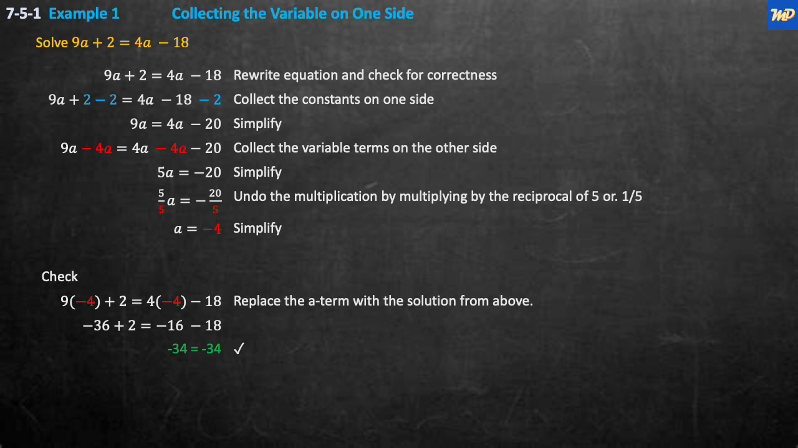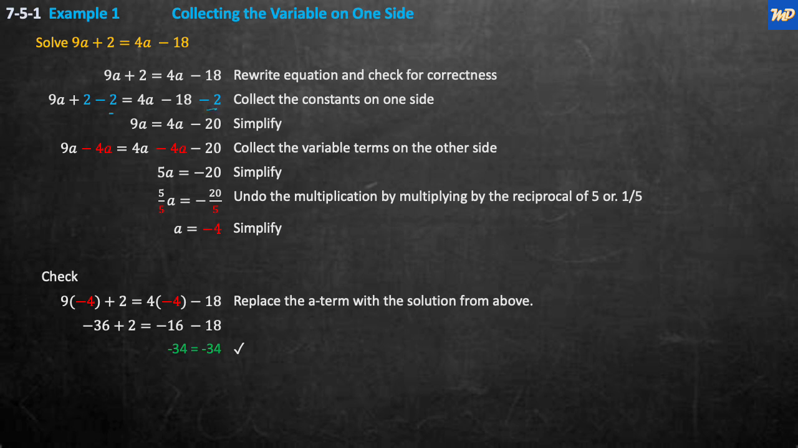So from there, we'll go ahead and collect the constants. And I like to put them on the right side, but you can put them on either side. So in order to collect the constants, we're going to have to undo the subtraction or the addition. And we're going to undo that by subtracting from both sides. We're going to subtract the minus 2 from both sides. So minus 2 on one side over here, minus 2 on this side.